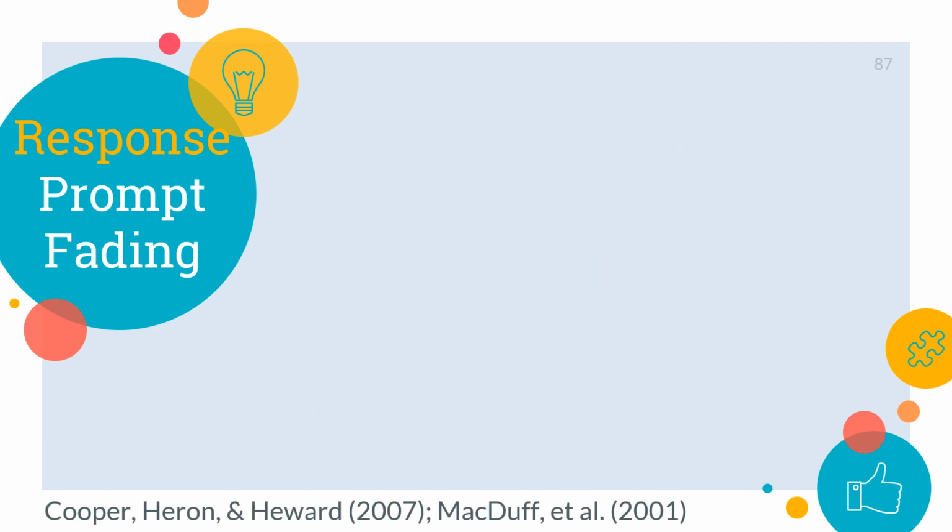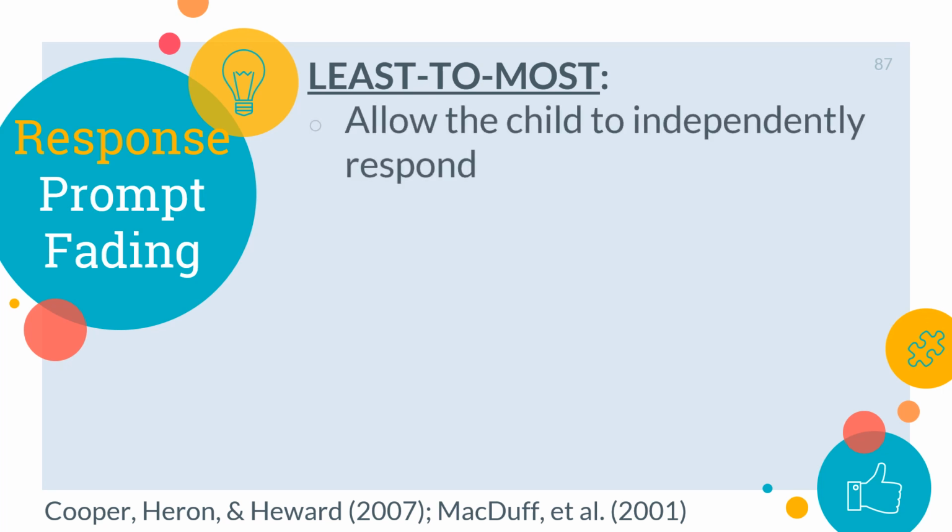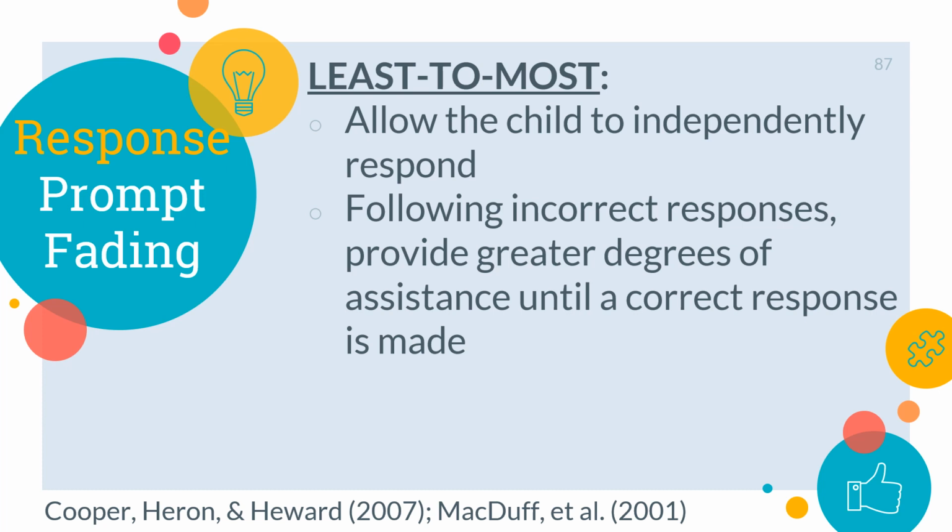Another example of response prompt fading would be a least to most prompting hierarchy. As we stated earlier, a least to most prompting hierarchy could also be seen as error correction, as you first wait for an error to be made prior to introducing a prompt. Within a least to most prompting hierarchy, you allow the child to independently respond. After incorrect responses are made, you would provide greater degrees of assistance until a correct response is made.